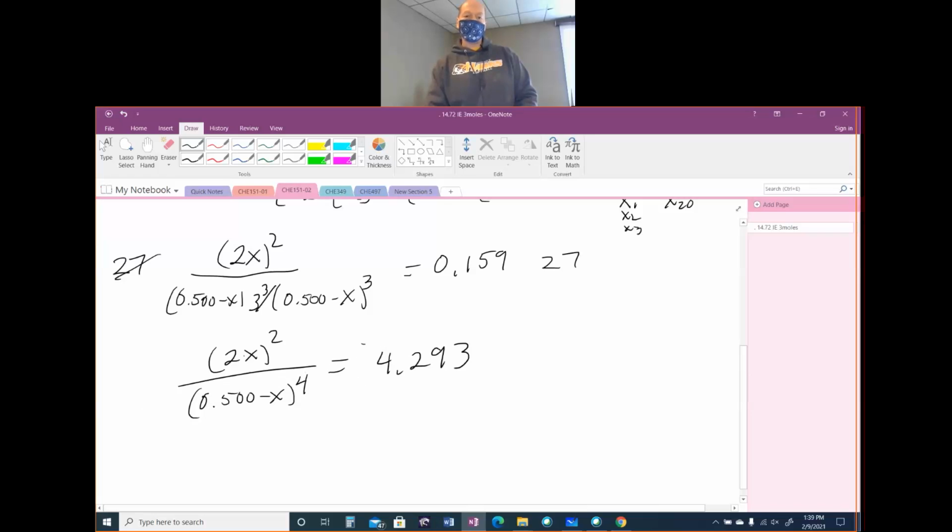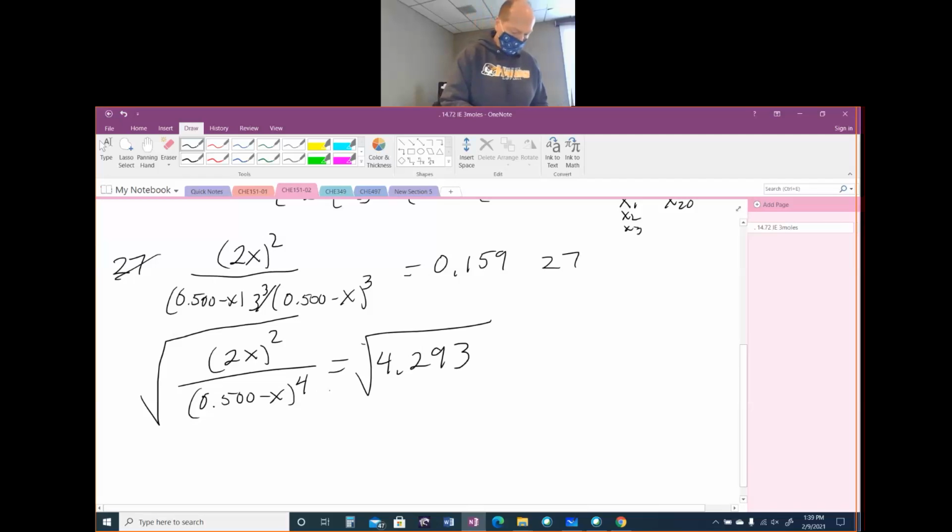Now when you have your x values, you have to have a perfect square. And so that is a perfect square, that is a perfect square, and then you square root the number. So square root the number, get 2.07. All right, so this is 2.07. And this is 2x divided by 0.5 minus x squared.